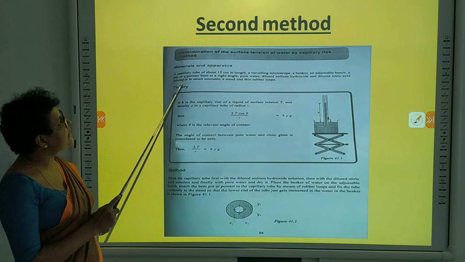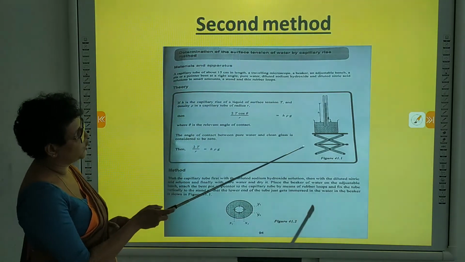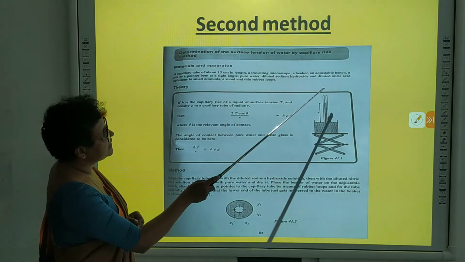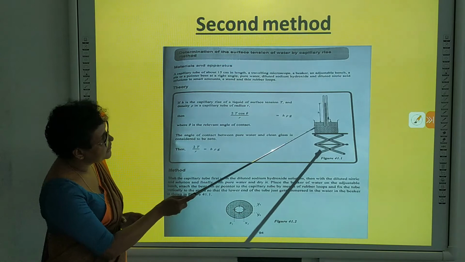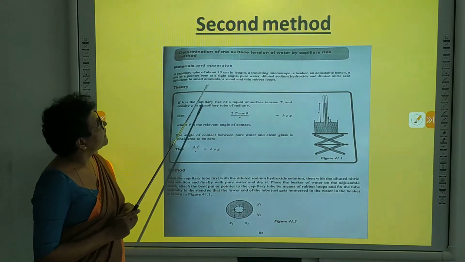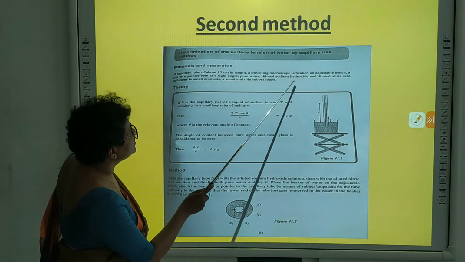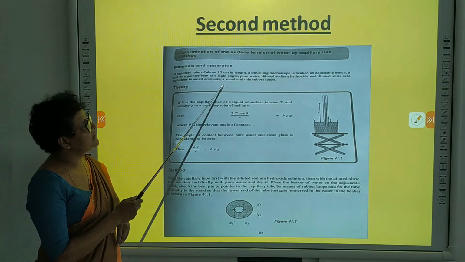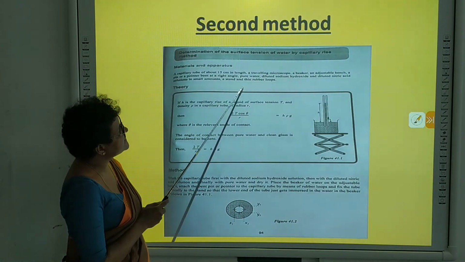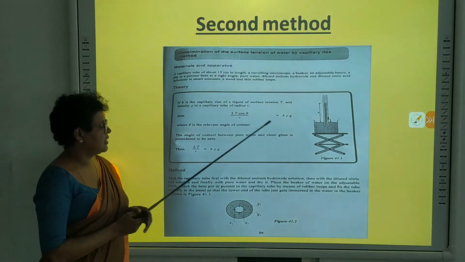Right? You need a capillary tube about 15 centimeters in length, a traveling microscope, a beaker, and an adjustable bench like this, and a pin or a pointer here, right? Pure water, dilute sodium hydroxide and dilute nitric acid solutions in small amounts, and a stand, right? And a rubber loop also to fix this hook, right?